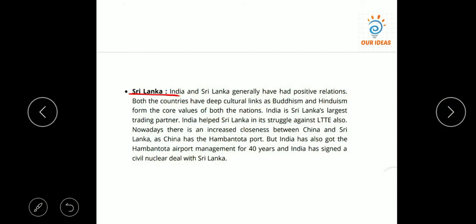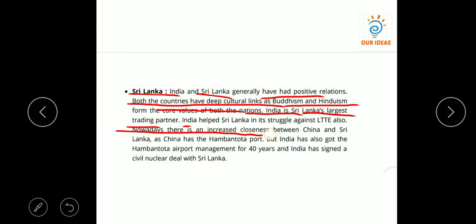Next is Sri Lanka. India and Sri Lanka generally have positive relations. Both countries have deep cultural ties, and Buddhism and Hinduism form the core values of both nations. India is Sri Lanka's largest trading partner. India helped Sri Lanka in its struggle against the LTTE also, and there was a treaty in 1987, the Indo-Sri Lankan Peace Accord. Nowadays there is increased closeness between Sri Lanka and China because the Sri Lankan leader, Gotabaya Rajapaksa, is pro-China, and Sri Lanka is also affected by China's debt trap policy, under which Hambantota port of Sri Lanka was leased to China for 99 years. So the relations are good, but we have to improve with Sri Lanka.